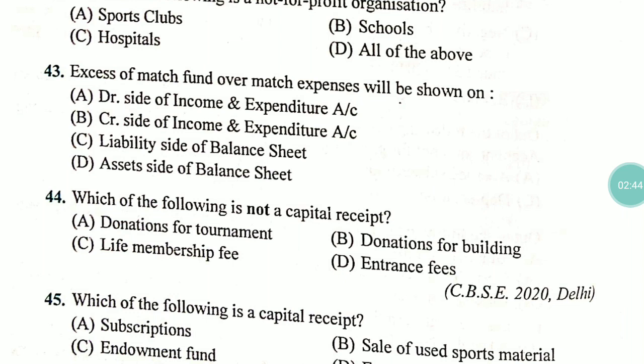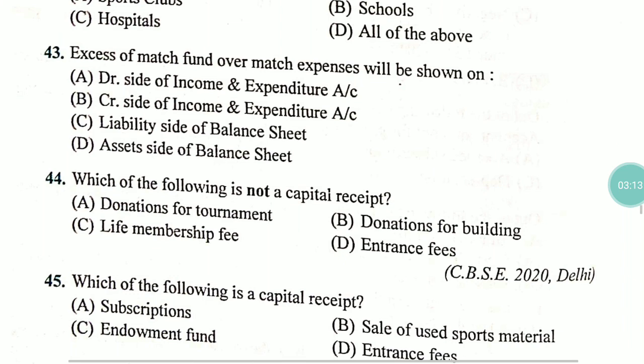Excess of match fund over match expenses will be shown. Excess of match fund means that the liability is more and the expense is less. It means that it will always be shown on the liability side of the balance sheet. So the right option is C. C is the right answer because the match fund is a liability and the excess is always shown on the liability side of the balance sheet.